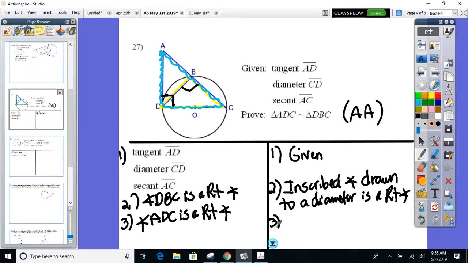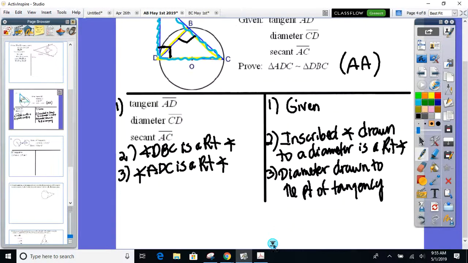What do you got, Billy? Diameter drawn to, what's that point called? There you go. Diameter drawn, or radius drawn to a point of tangency is a right angle. Nice job. All right, we're done with the circles.